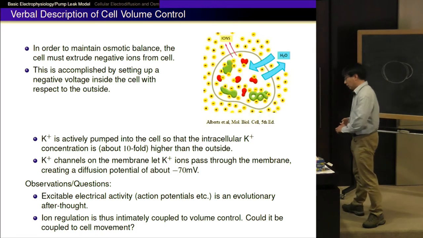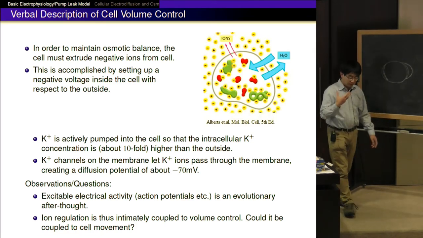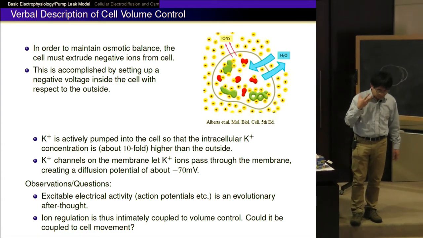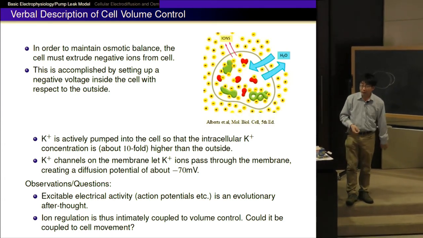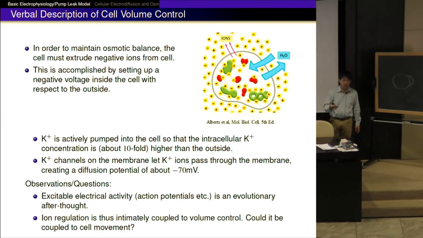And this is basically cell volume control. Now, if cell volume control can be regulated by ionic concentrations, there's this possibility that ionic concentration regulation may be very closely related in some sense to cell movement.